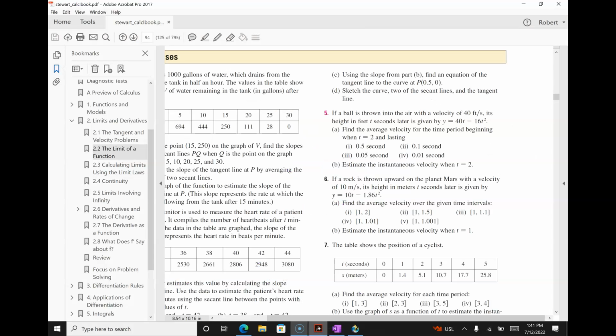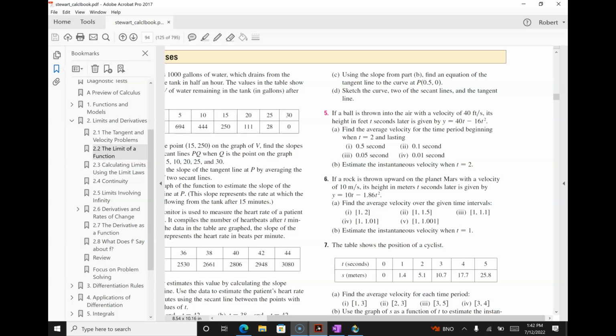So look at what it's asking. Find the average velocity for the time period beginning when t is 2 and lasting 0.5 seconds. So h is 0.5 to start with. For part 2, h is 0.1. For part 3, h is 0.05. For part 4, h is 0.01. And then you're going to estimate, you're going to tell me where it's going. You're going to tell me the prediction. It'll probably be easier to use 0.1, 0.01, 0.001. You'll see a clearer pattern, okay?